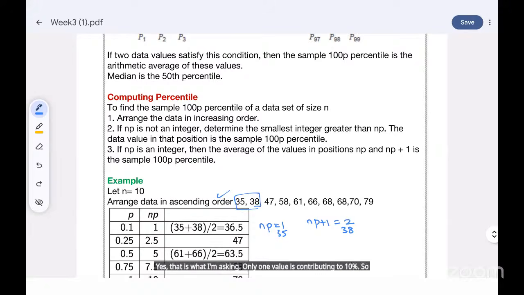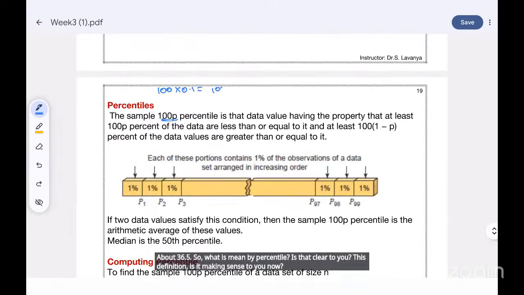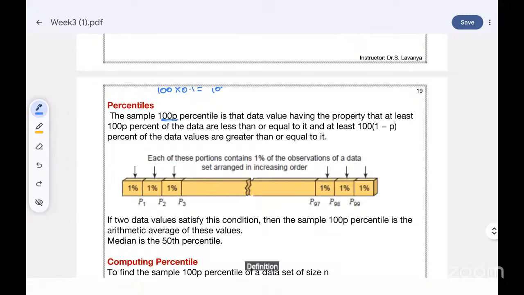So you see that 36.5 is the 0.1, that is 10%. So you see that 10% of value, which is one value only. So only one value is less than 36.5 and the remaining 90% is above 36.5. So what is meant by percentile? Is that clear to you? This definition, is it making sense to you now? Definition is very confusing but understood.